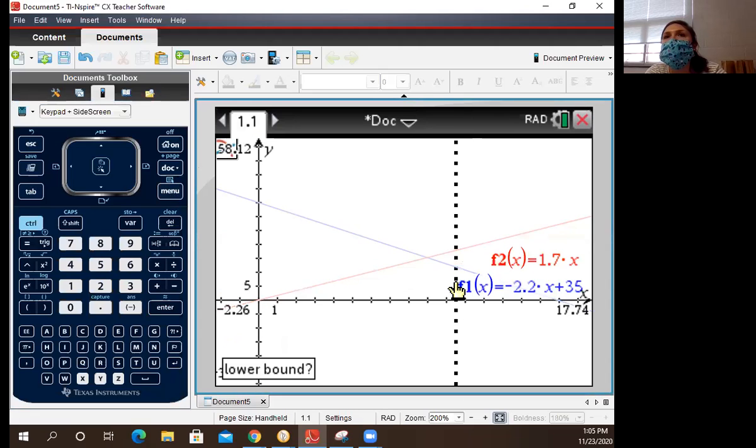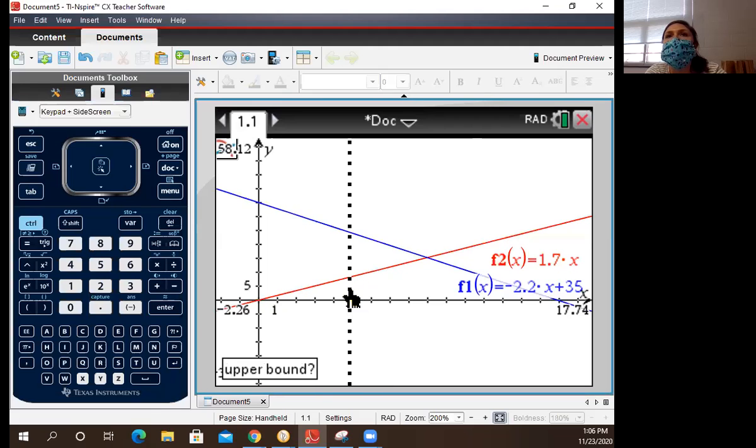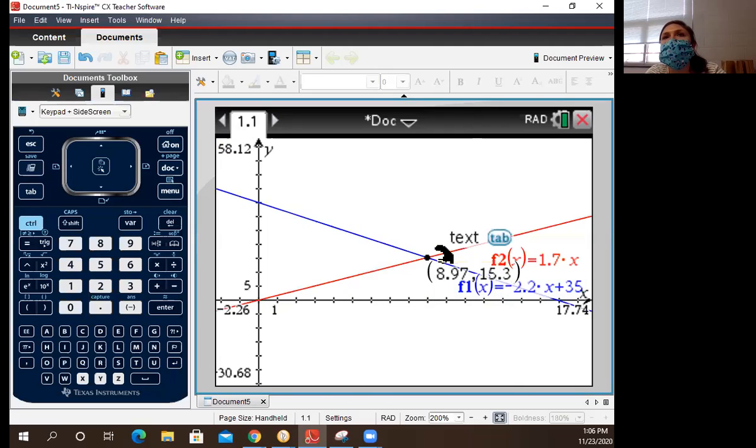I get this sort of dashed line that pops up on my screen. So I want to click on either side of that intersection. Okay, so my intersection is in that sort of shaded region. And then I'm going to move this label so I can see it a little more clearly. I can see that my point of intersection is 8.97, 15.3. So I'm going to jot that down on my paper.